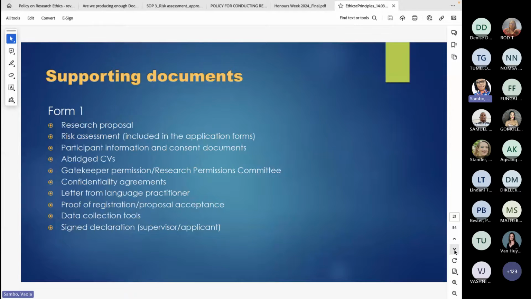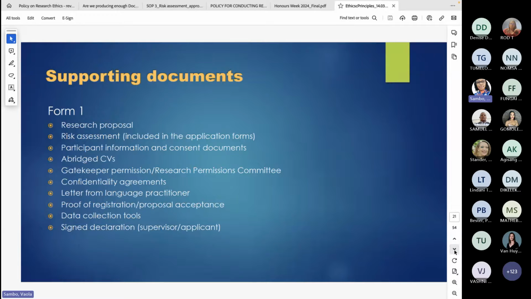So these are some of the things that have to be there to support an application. We look at the research proposal, a risk assessment. I've spoken enough about that. Participant information and consent documents. I've spoken to that as well.